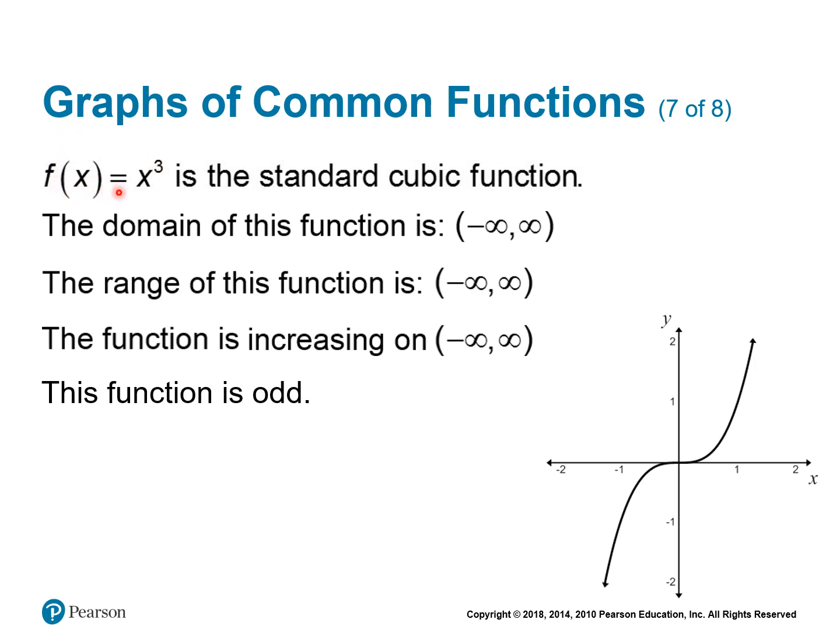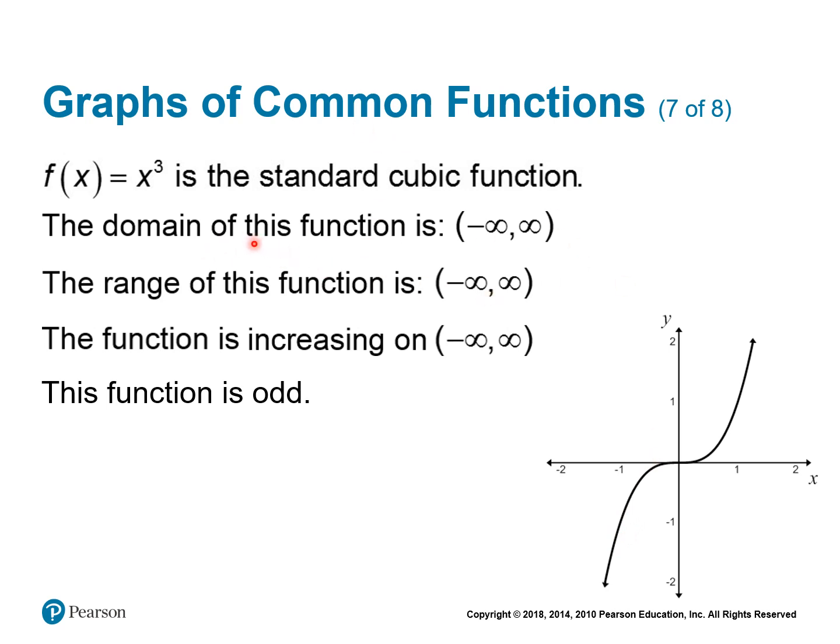Next we have a cubic function, and the form of the function is f of x equals x cubed. It's the standard cubic function. Let's look at the graph of the standard cubic function. This is how it looks. It has negative values for y, so you see the graph extending along the negative x values and negative y values, in the third quadrant.